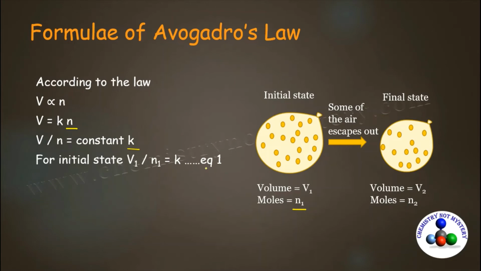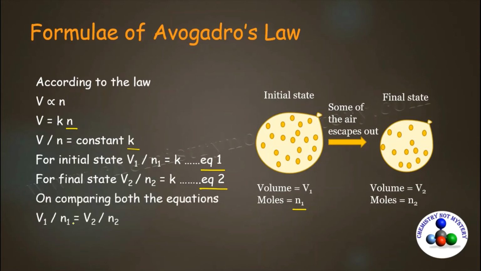We can consider it as equation 1. Now apply the same formula for the final state. For the final state we will get V2 divided by n2 is equal to constant, and we write it as equation 2. Now compare both the equations. Right sides of both the equations are equal, so the left sides of both the equations also become equal. So you will get V1 upon n1 is equal to V2 upon n2. This is the formula that we are going to use to solve numerical problems based on Avogadro law.